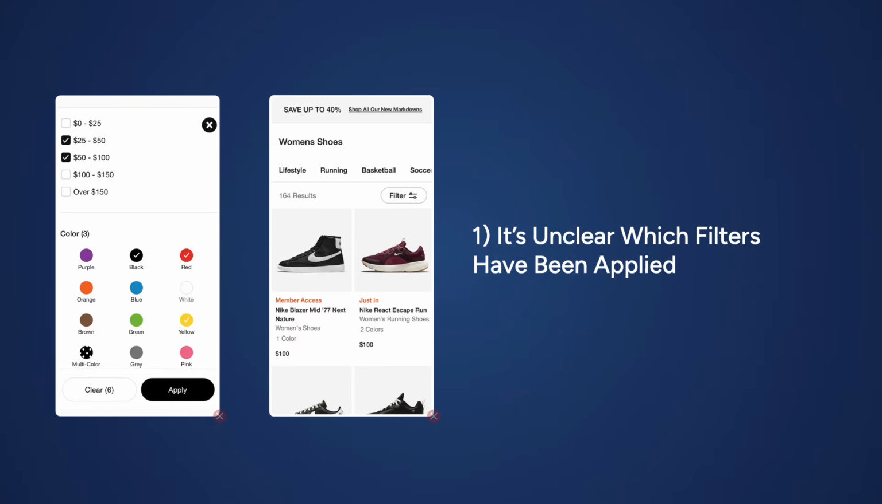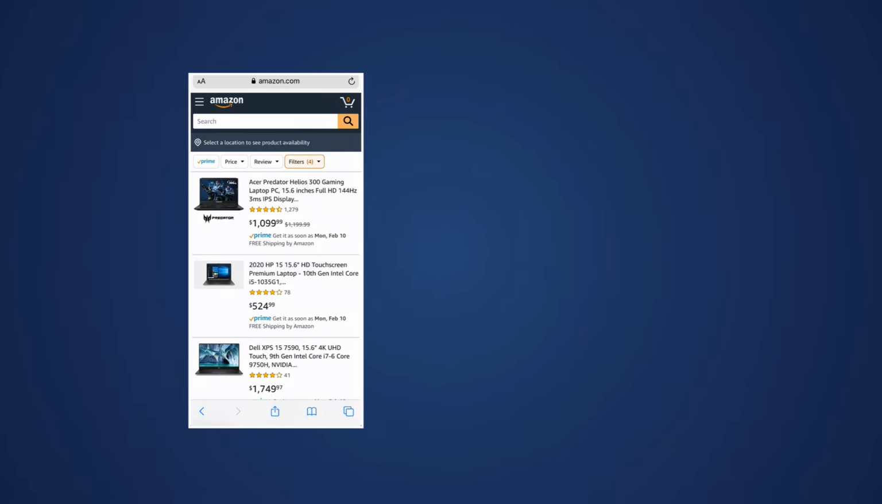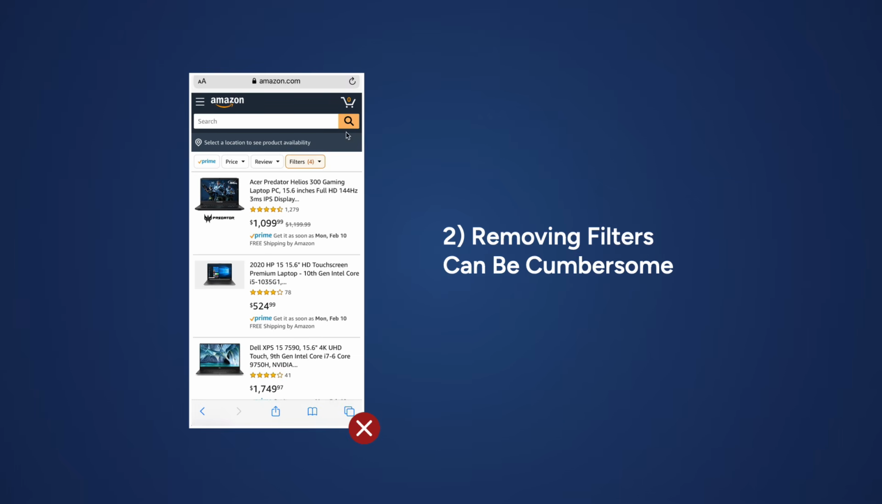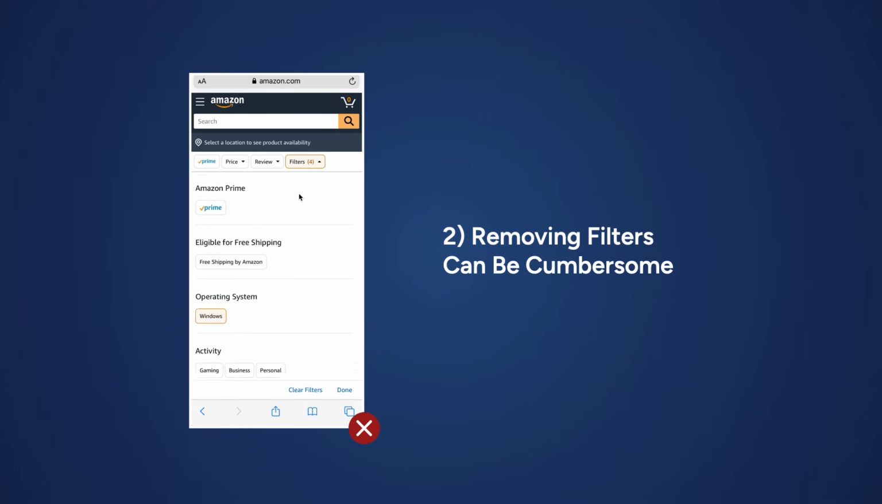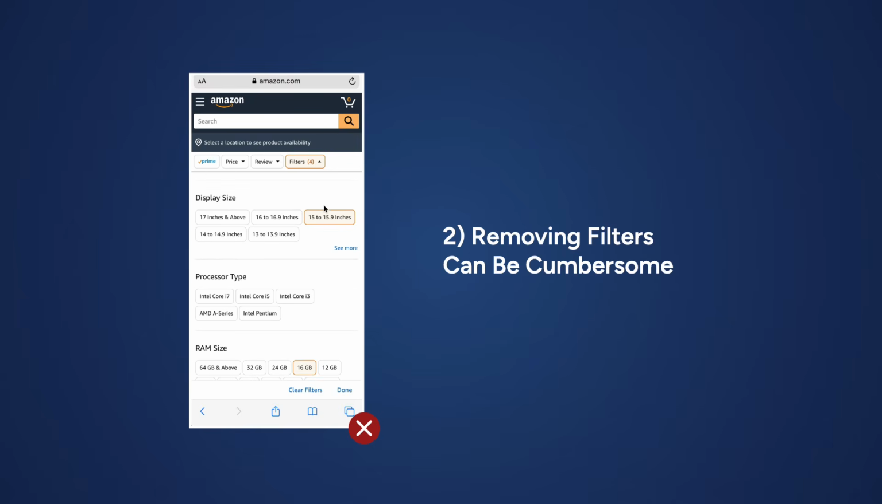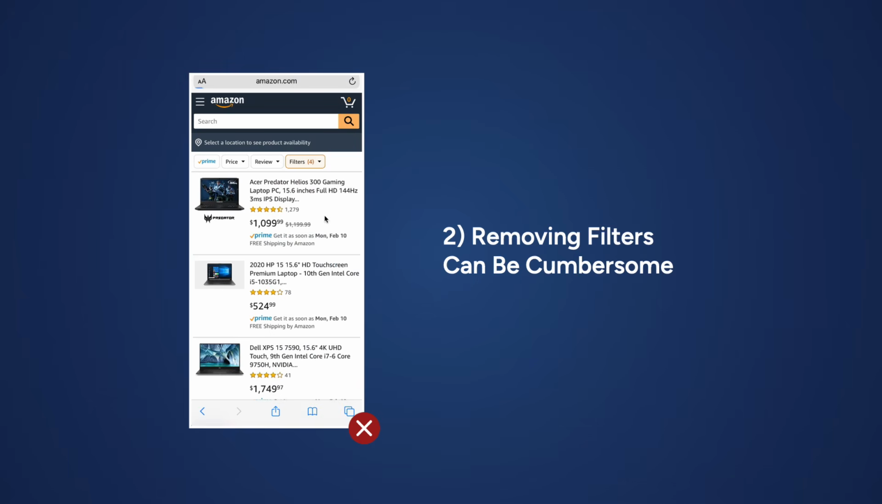Although 6 filters are applied to this Nike product list, there's no direct indication on the list itself. As a result, users who forget which filters are active must return to the filtering interface to see or remove them. Removing applied filters becomes more difficult if users must return to where they originally selected each filter. On Amazon, for example, the filtering interface closes after one filter is deselected, forcing users to reopen it repeatedly when removing multiple filters.